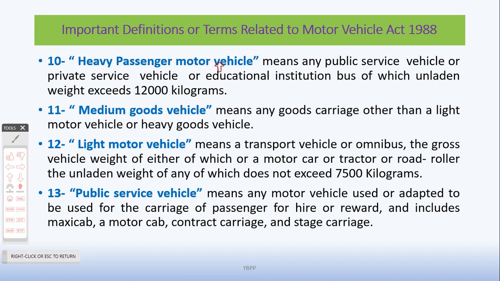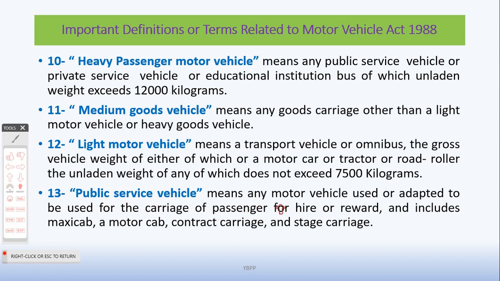Then next definition is heavy passenger motor vehicle, which means any public service vehicle or private service vehicle or educational institution bus of which unladen weight exceeds 12,000 kilogram. Okay, so 12,000 kilogram is the weight. This weight is important. Then medium goods vehicle means any goods carriage other than light motor vehicle. Then light motor vehicle means a transport vehicle or an omnibus, the gross vehicle weight of either of which, a motor car or a tractor or road roller, the unladen weight of any of which does not exceed 7,500 kilograms. This weight is important.